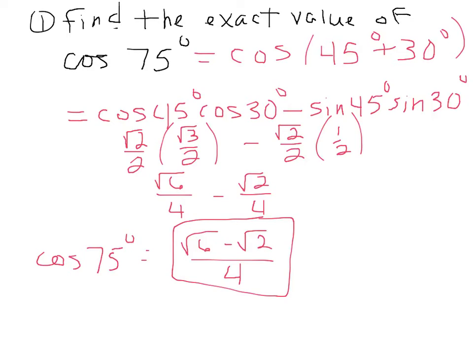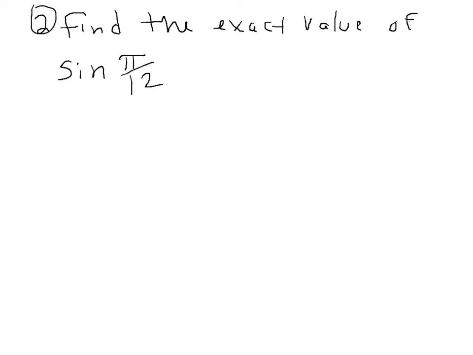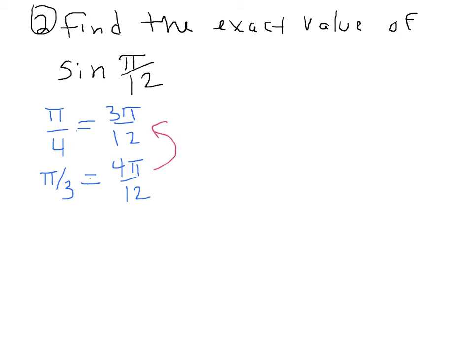Next problem. Find the exact value of sine of pi over 12. So again, I need to write pi over 12 in terms of some of my special angles. So I'm going to think about, okay, I've got pi over 4. How would I write that in terms of twelfths? Well, that would be the same as 3 pi over 12. And if I look at pi over 3, that would be 4 pi over 12. Well, 4 pi over 12 minus 3 pi over 12 would give me pi over 12.